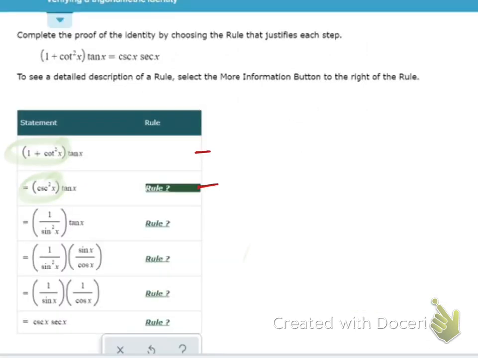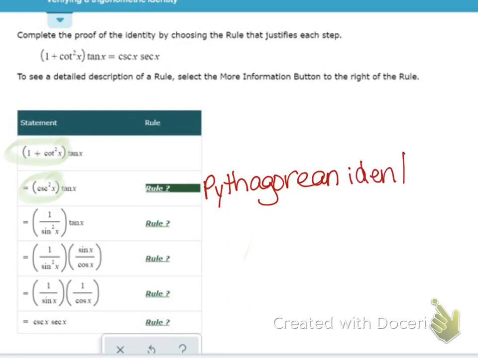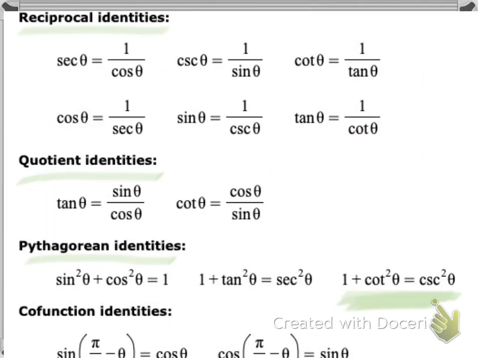So what I am going to put under the rule or the reason, I'm going to click on that, and it's going to give me a drop-down menu. And the one that I am going to pick is called Pythagorean identities. And the reason for that is because that rule is under the Pythagorean identities on my sheet right here.